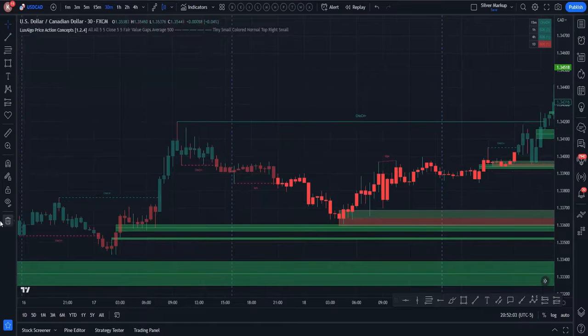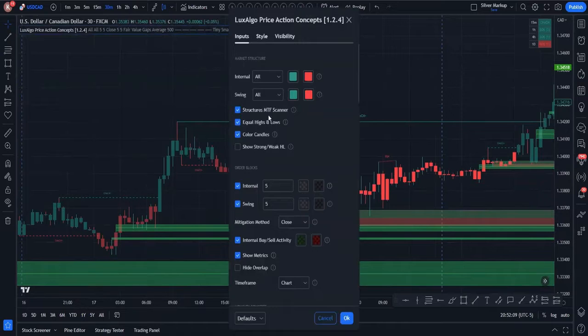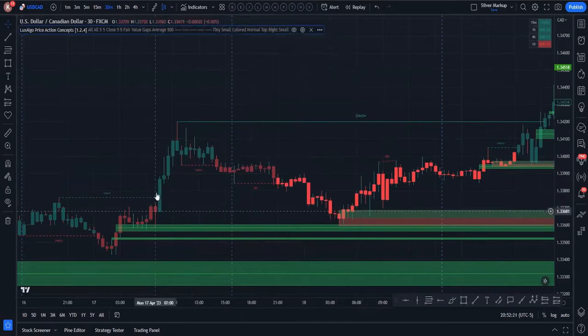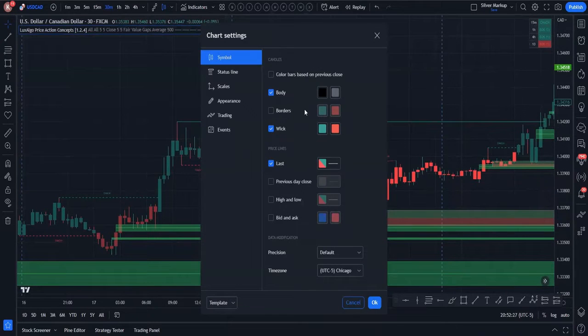This is how you set up Lux Algo price action concepts to be able to use this strategy. What you want to do is make sure that you have these three boxes checked. Definitely make sure you have the color candles checked. Now, a side note for the color candles, it may not look completely like mine if you're just on default settings. What you'll need to do is go into your chart settings, which for TradingView is going to be right here, and then go into the body. You want to make it exactly like I have mine. I have black, gray. I did the borders like this, and the wicks don't matter.